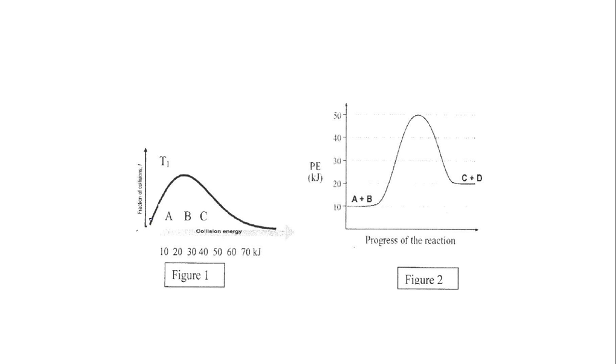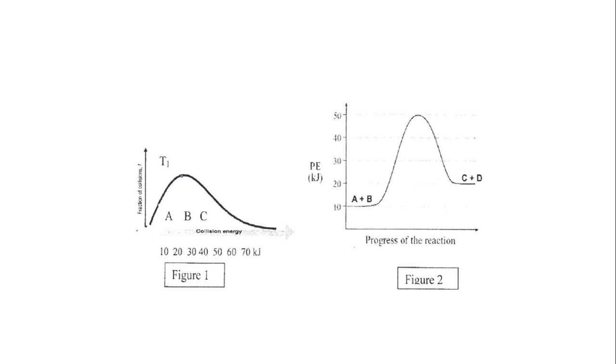So this is showing the distribution. It says fraction of collisions on the y-axis, energy in kilojoules on the x-axis, and then we've got this reaction coordinate diagram, just like we just saw on the front page for figure 2. So number 1 says compare the frequency of collisions at points A, B, and C. Notice, just looking at the height of the curve at these different points: here's point A, here's point B, here's point C.